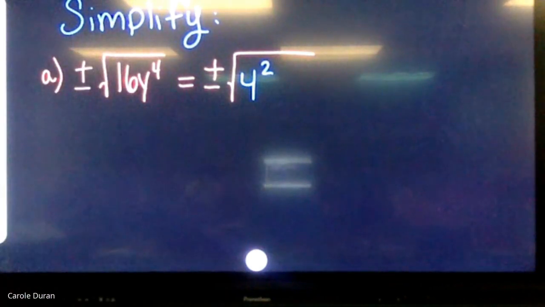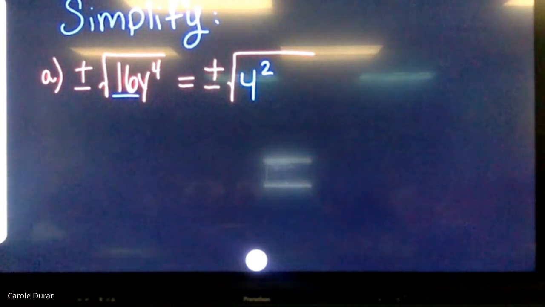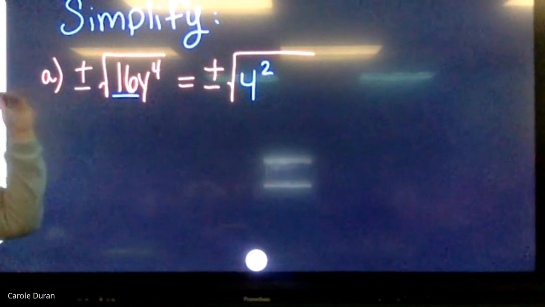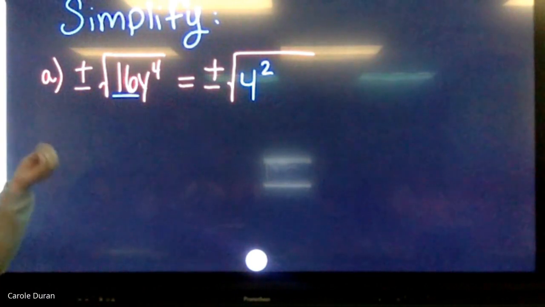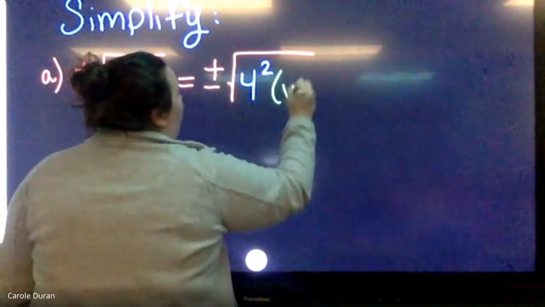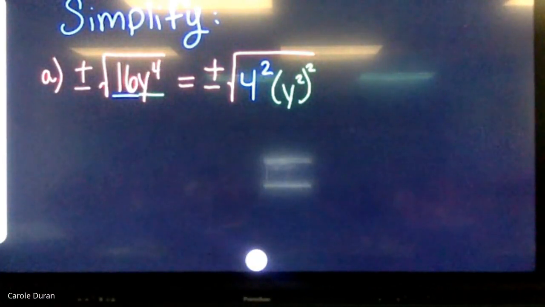Right? I'm showing you how the root thing works. So I took 16 and I rewrote it as a number to the 2nd power. This ensures that when I take the square root of it, the square root and that 2nd power will cancel each other out. I do the same thing with my y to the 4th. What times 2 equals 4? 2. So that y to the 4th right here becomes y squared squared. And then this allows me to take the square root of both of those at the same time.